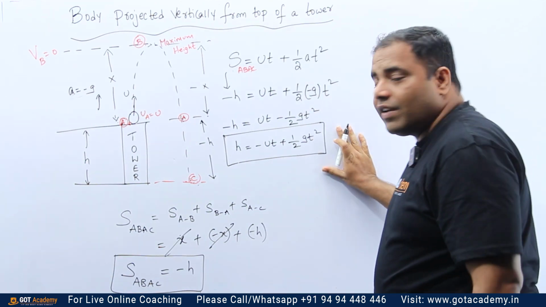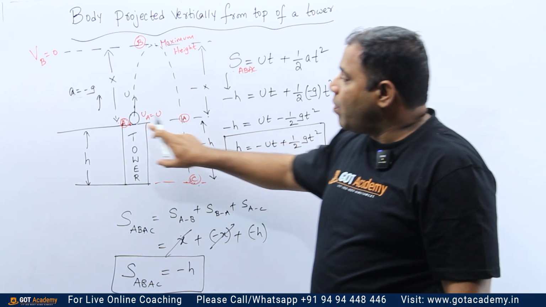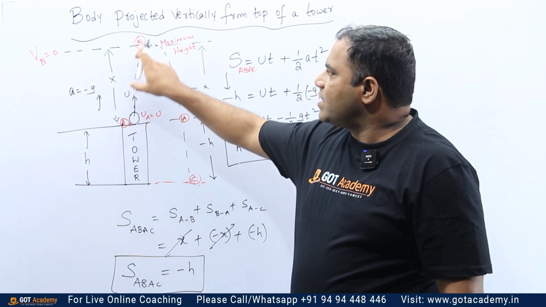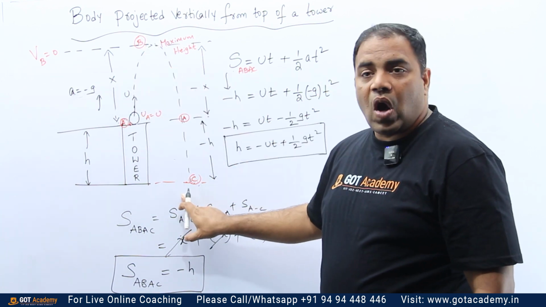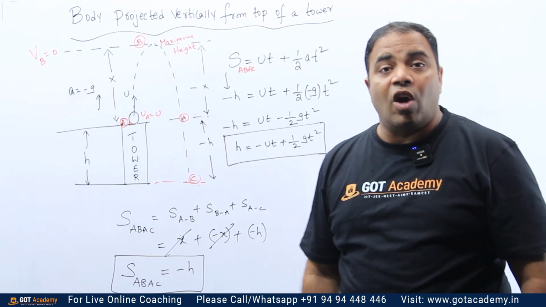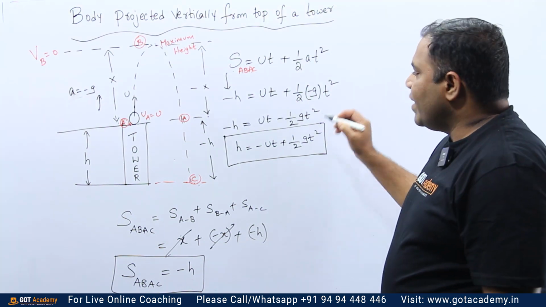Now after getting this equation, we have to find out the time taken by the body to reach the ground. The body you are throwing up vertically with a velocity u will reach some point, and again it will drop to the ground. Now my question is, after what time will it reach the ground? How much time will it take to reach the ground? That is my question. So how to find out the time?